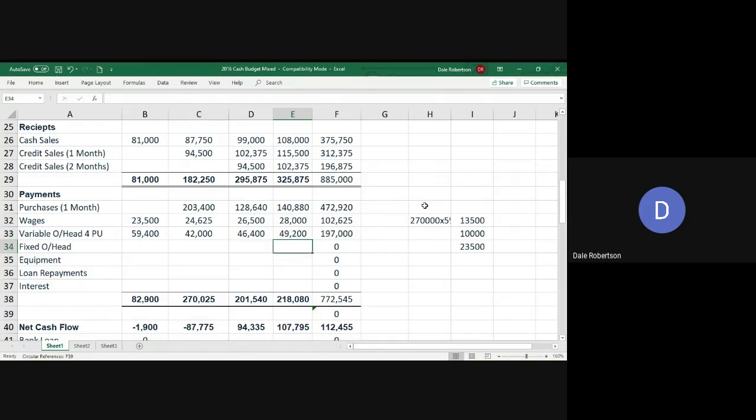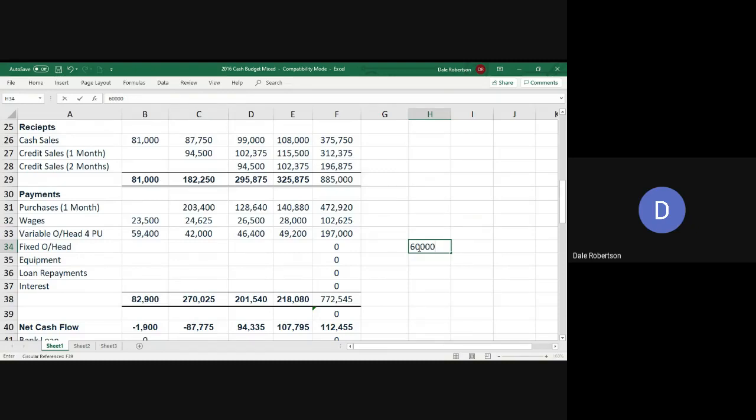Now the fixed overheads will take a little bit of work. It says that the fixed overheads are 28,000, but that includes depreciation. Now, depreciation, of course, is a non-cash expense, so therefore it should not be included in the cash budget. So we need to remove that from the 28,000. Now, how are we going to do that? Well, we have to work out what the depreciation is.